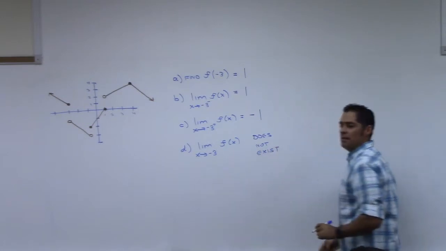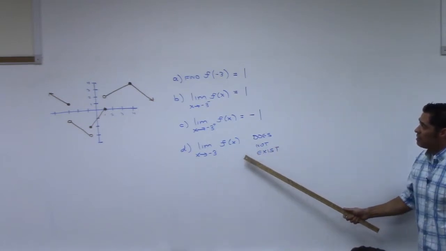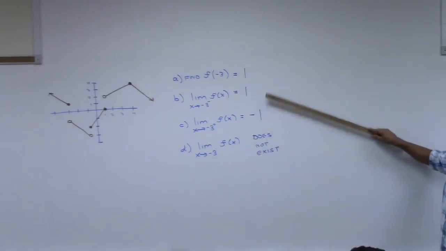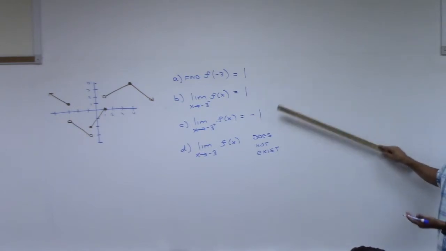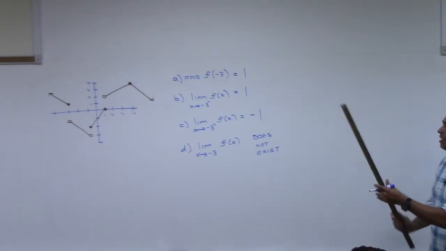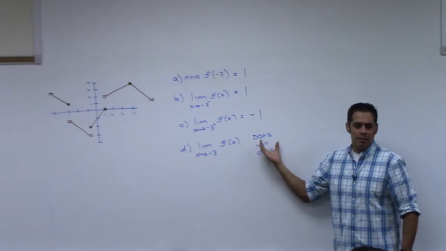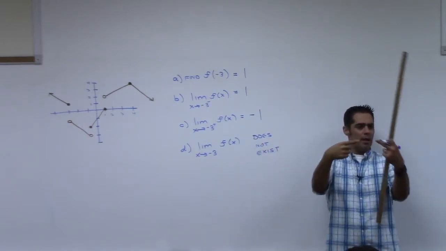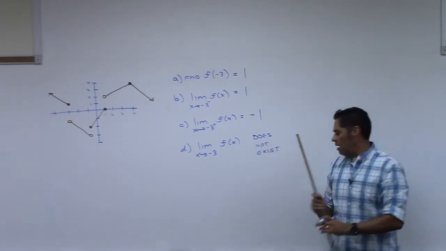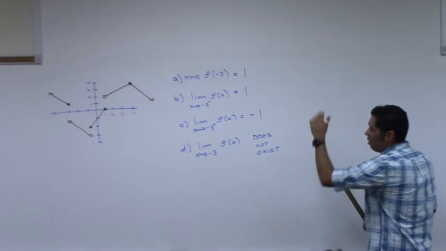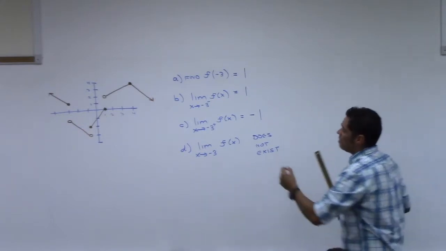What would I need in order for this to actually exist? I would need both of these to be 1 or both of these to be -1. If they matched, then I would just put that number here, whatever it is. And that would mean they are going to the same place. Make sense?